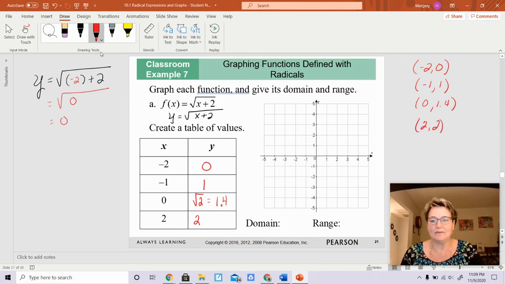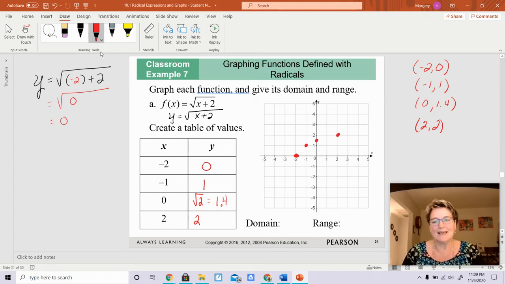Now I'm going to graph them. I start at the origin. I go over -2 and I stay there. My next point is -1, 1, then 0, 1.4. So that's about right there. It's not perfect, just did the best I can. The next one, we go back to the origin. We go over 2, up 2.